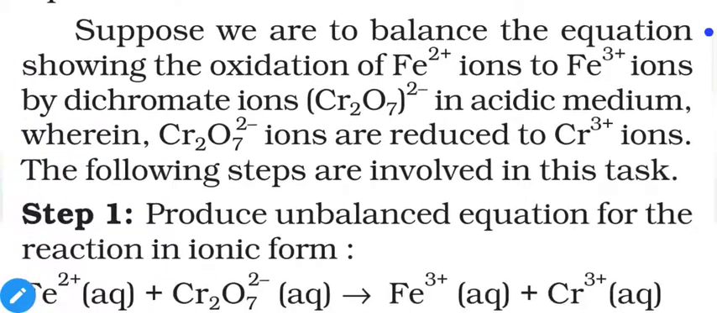So suppose here an example of balancing an equation is mentioned. Suppose we are to balance the equation showing the oxidation of Fe2+ ion into Fe3+ by the dichromate ion Cr2O7 2- in acidic medium, wherein Cr2O7 2- ions are reduced to Cr3+. So both types of half reactions are already mentioned. Fe is oxidized and dichromate ion is being reduced, so no need to worry about which reactant follows which reaction. Let's discuss step by step.